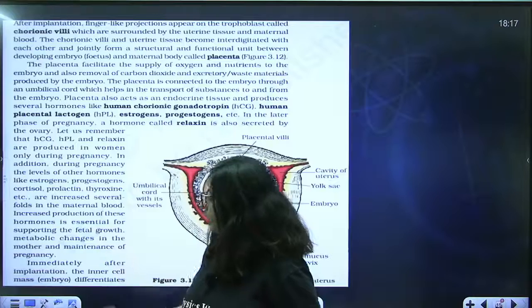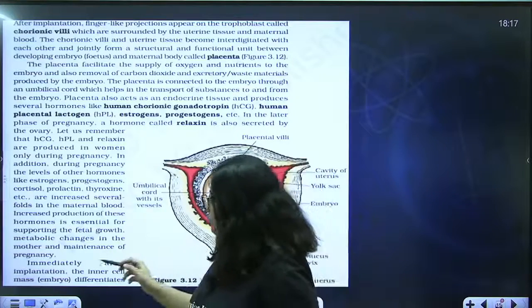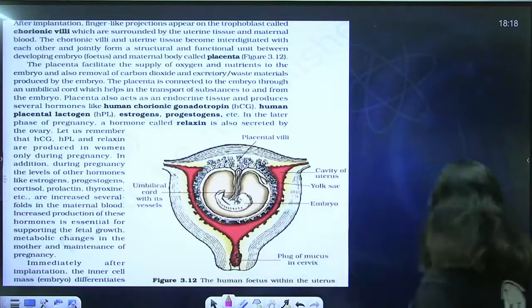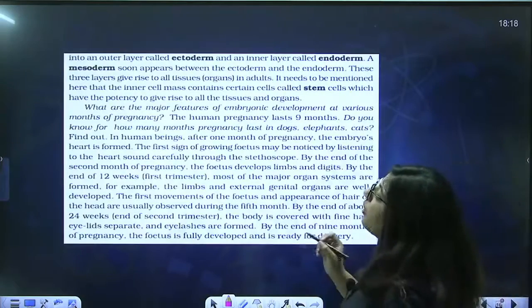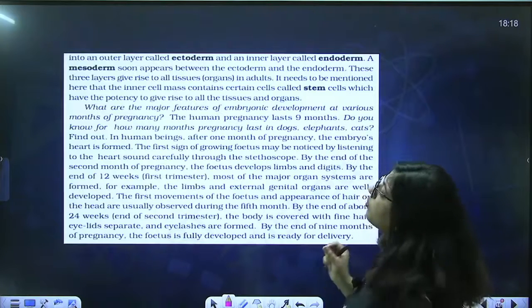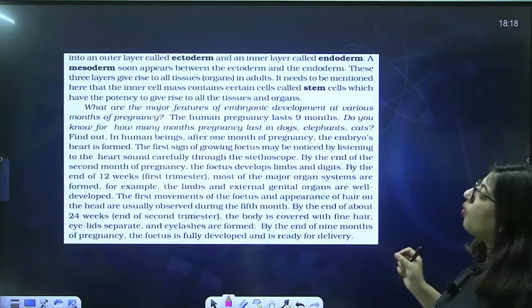Now, why are they increased? Because they help in fetal growth, like I have told you, thyroxine. Immediately after implantation, the inner cell mass differentiates into an outer layer called ectoderm and an inner layer called endoderm. A mesoderm soon appears between ectoderm and endoderm. These three layers give rise to all tissues in adults.